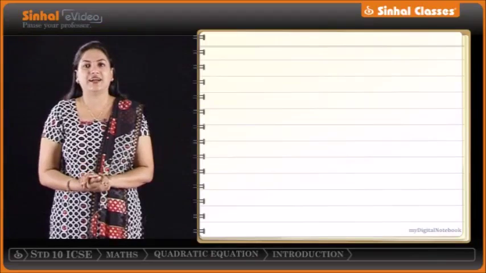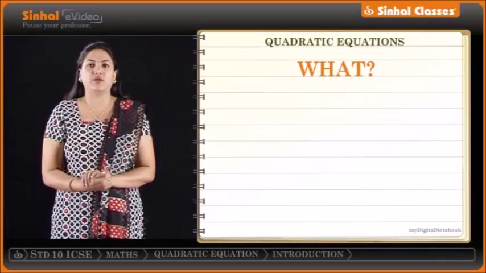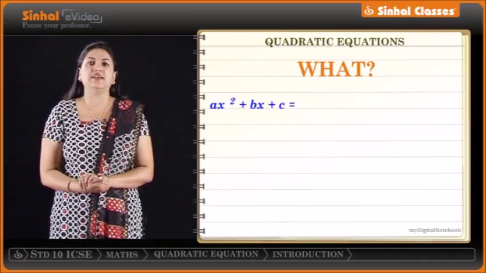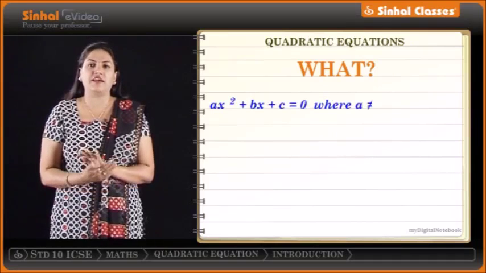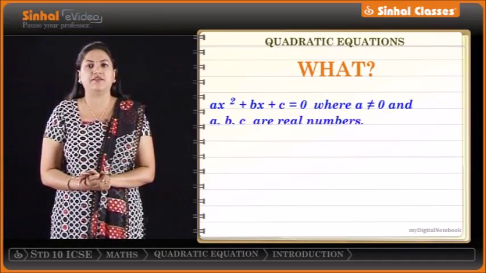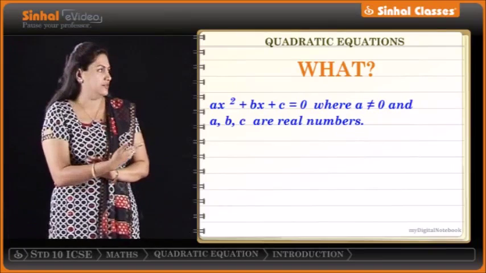Now let's understand quadratic equations. What is a quadratic equation? An equation of the form ax² + bx + c = 0, where a ≠ 0 and a, b, c are real numbers, is called a quadratic equation.